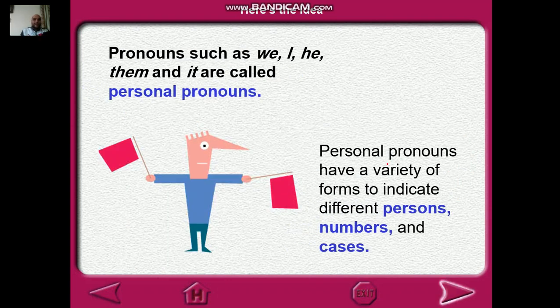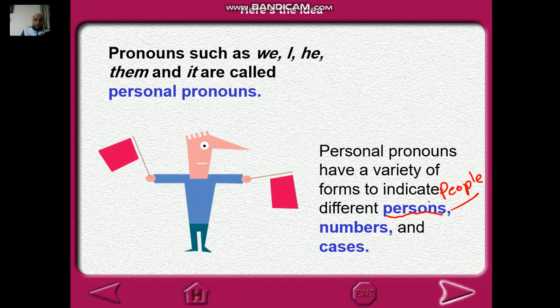Pronouns such as we, I, he, them, and it are called personal pronouns. Here we are talking about subject pronouns. Personal pronouns have a variety of forms to indicate different persons, numbers, and cases. Yes, persons is officially found in the dictionaries. You can find it in Google. But personally, I'm going to use people for the plural of person. Okay, but persons now is officially introduced to the English dictionary. You can check it, but I don't like it. I believe that it's a dialect word. I believe it's a spoken English word, okay?